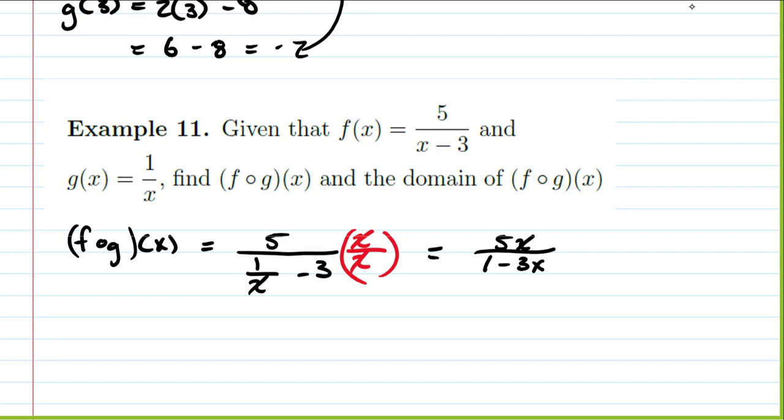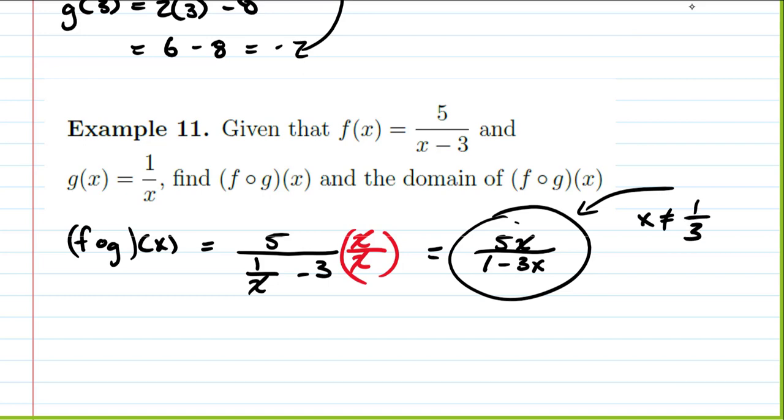But now we need to find its domain. So if we were to just look at the simplified version that we have here, or even the one before it, what would we think the domain is? Well, we're not allowed to divide by 0, so what value can't x be? So x could not be 1/3, because the solution to 1 minus 3x equals 0 is 1/3. Unfortunately, that is incorrect. That is not the domain of f circle g.